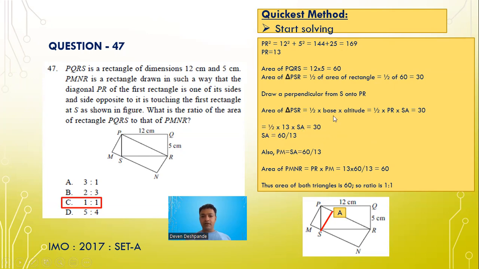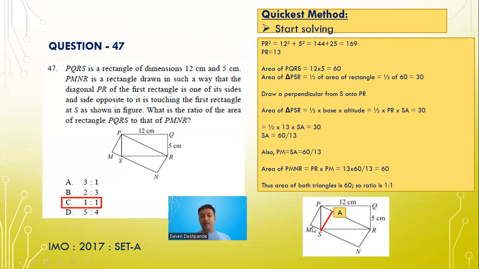30, when 2 goes here, it will be multiplication: 30 into 2, and when 13 goes here, it will be division. 30 into 2 is 60 upon 13. So SA is 60 upon 13. Also, PM is equal to SA, isn't it? Because these two lines are parallel. This is a rectangle, this is 90 degrees, this is also 90 degrees. So PM is the same as SA, which is 60 upon 13.